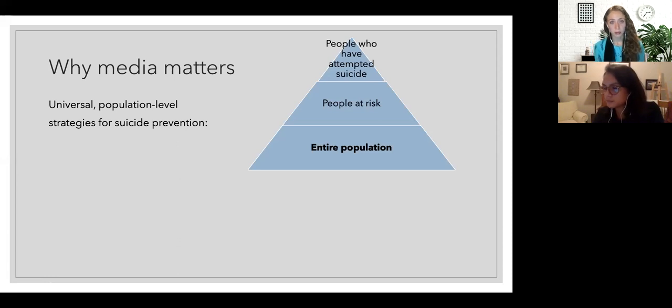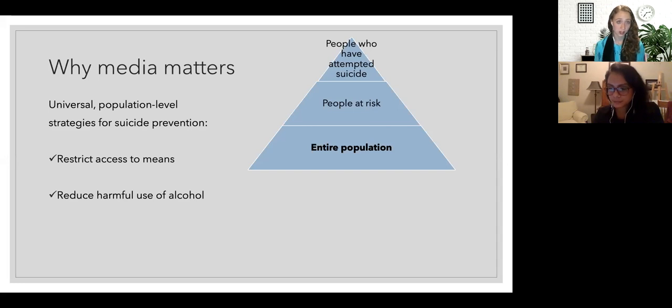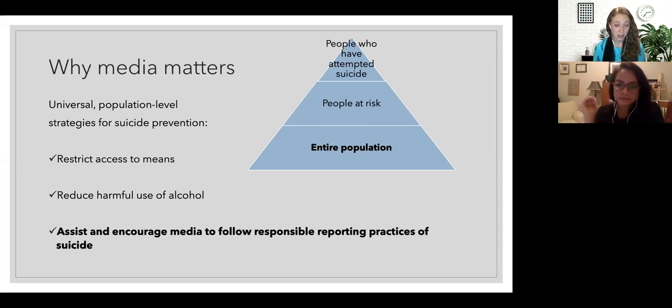There are only 3 of those, we call them universal or population level strategies, that are supported by evidence from the World Health Organization, which typically has done most of the research on this, and are recommended for preventing suicide. These are restricting access to means, so some things that people would use to kill themselves, reducing the harmful use of alcohol, and the third strategy there is actually assisting and encouraging the media to follow responsible reporting practices. So that means that you doing your job really well is one of only 3 things that can be done to help reduce suicide risk across the entire population.